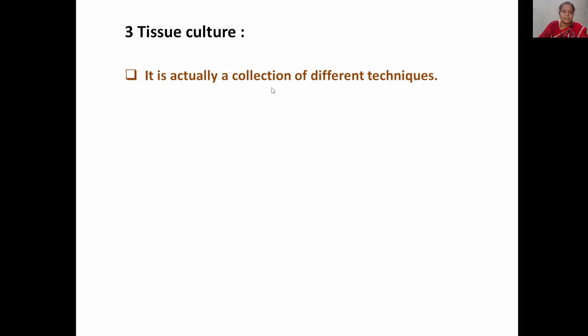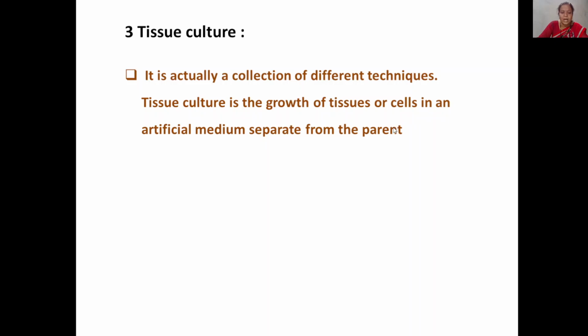Tissue culture is actually a collection of different techniques. Tissue culture is the growth of tissue or cells in an artificial medium separate from the parent organism. This technique is also called micropropagation.